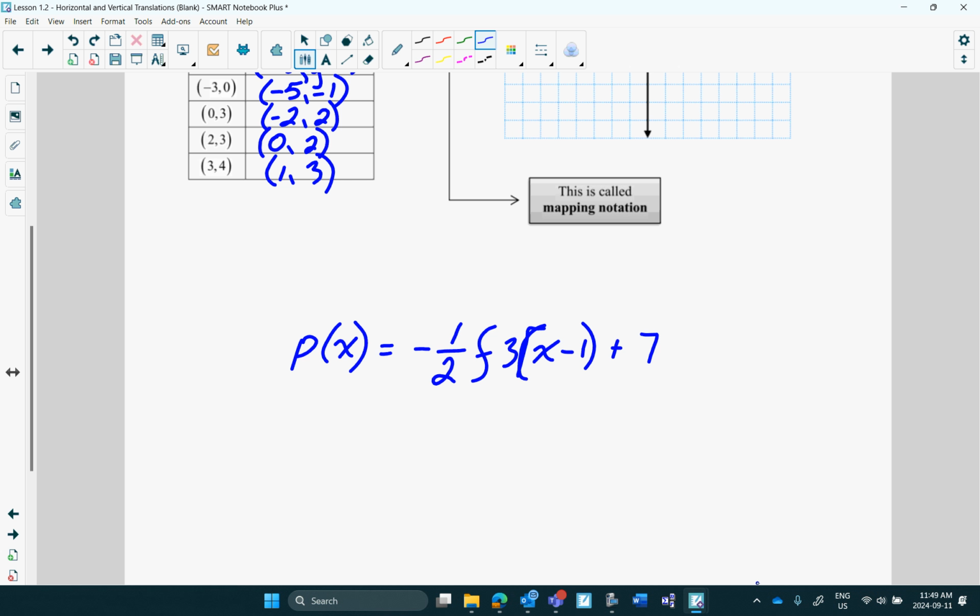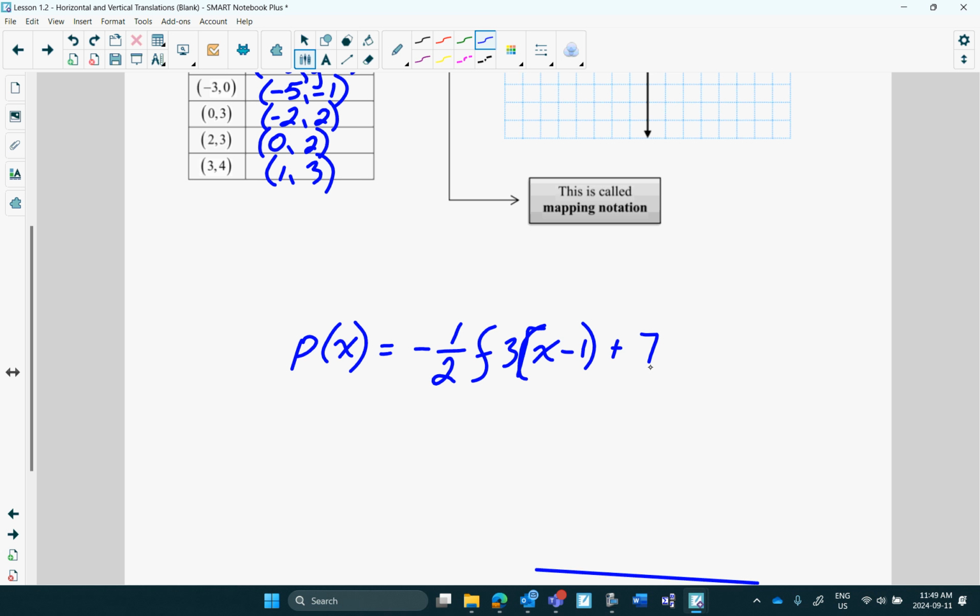So you can see there's a lot of stuff going on in this one. It's kind of hard to do it in your head. This is where mapping notation becomes very handy, because you just create a formula for all the new points and then just plot them and graph.